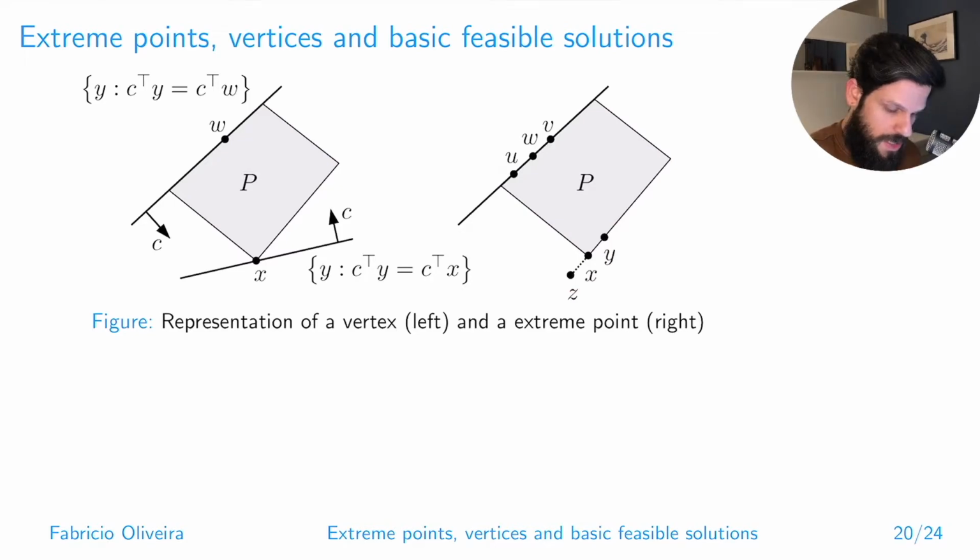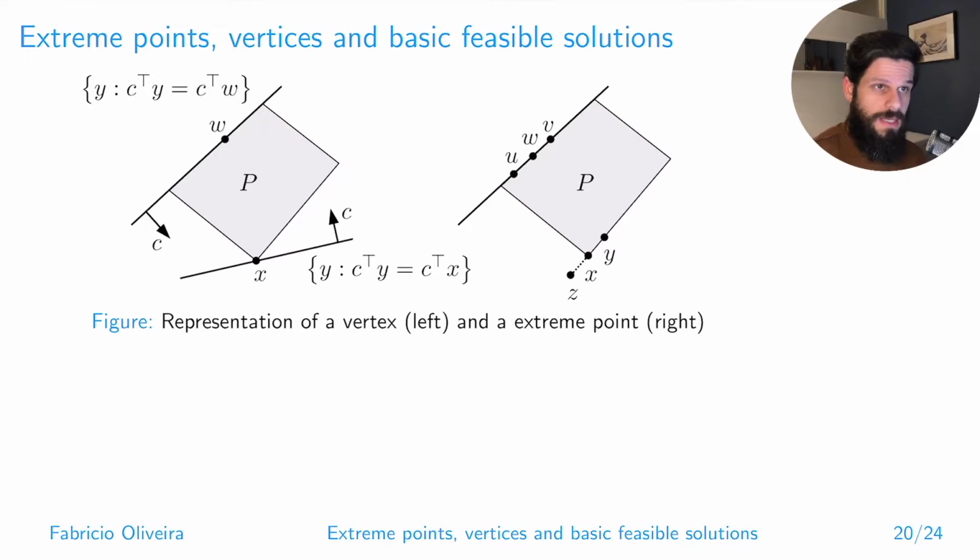In this case, it's saying that I cannot find 2 points belonging to P such that X can be written as a convex combination of them. But in this case, I easily can. Looking at these two pictures, you can see that we are almost saying the same thing differently. And there is a reason for that.